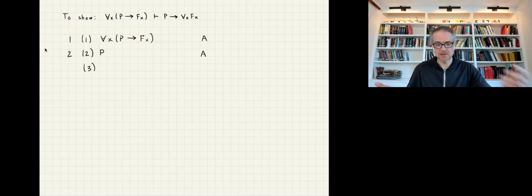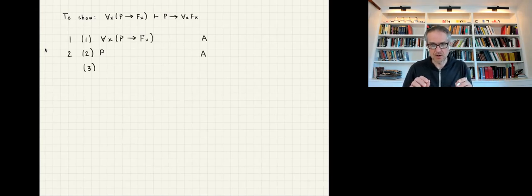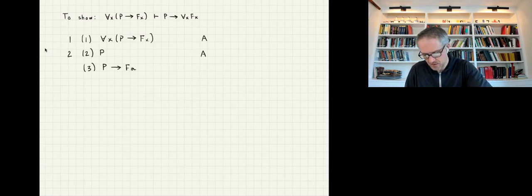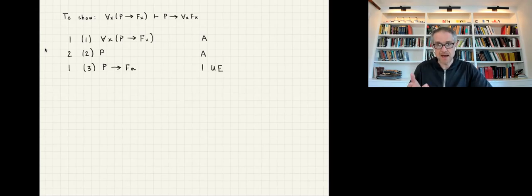For that, it's going to suffice to show Fa for an arbitrary thing. So my goal at line 2 is to show Fa for an arbitrary thing. I'm going to use line 1 to get that. So I'm going to put P arrow Fa from line 1, universal elimination. That's okay. Line 1 is a universal sentence. I can just take off the universal quantifier and plug in the name a for x. Now I can get out my Fa.